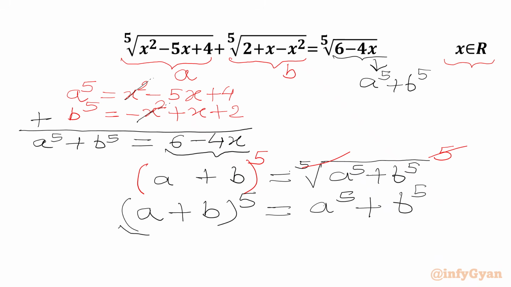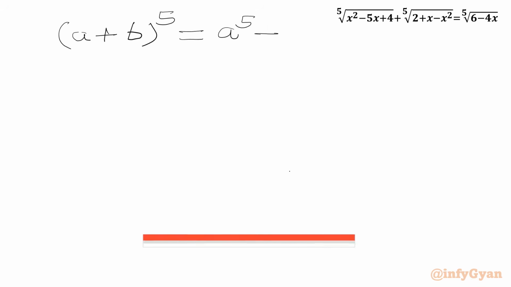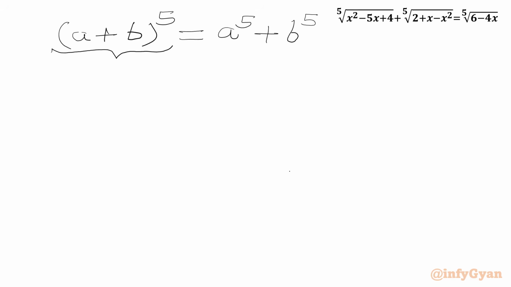In LHS we'll be using binomial expansion as it is power 5. So I will write here a plus b whole power 5. This is equal to a power 5 plus b power 5. For binomial expansion of a plus b whole power 5, we should be aware of the coefficients of expansion. So I need to use Pascal triangle.